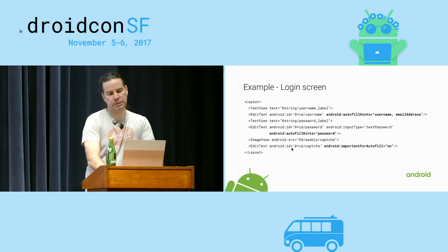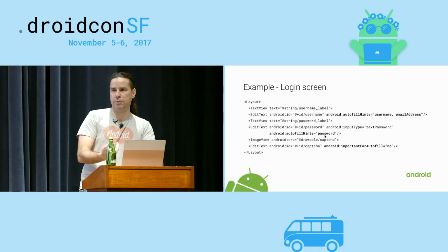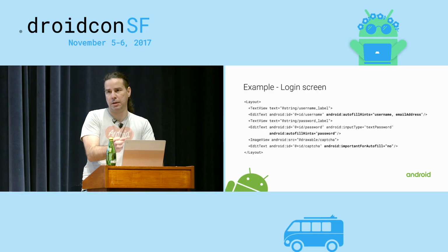Let's start with the password. In this case, I have a password field, and I'm adding android:autofillHints equals password. Again, this password string is a predefined value that you can look up in View.java and use. Eventually, we're going to have support from Lint and Android Studio. They will maybe be able to autofill that for us as well.